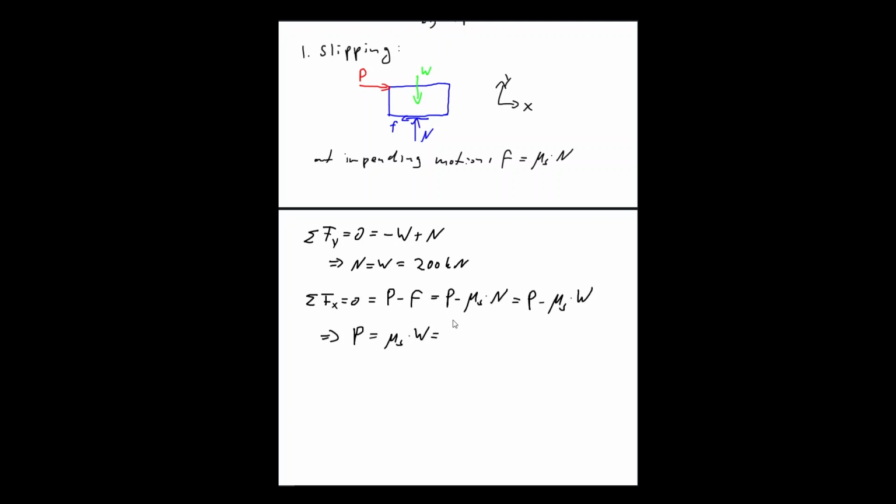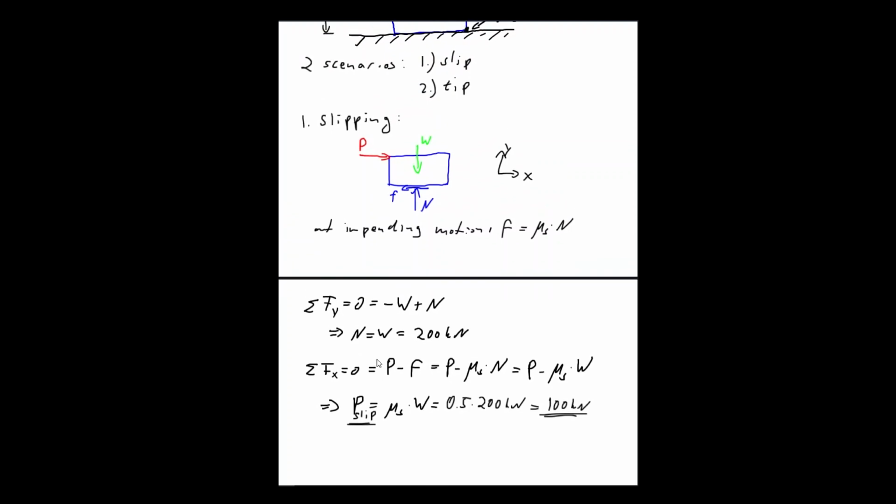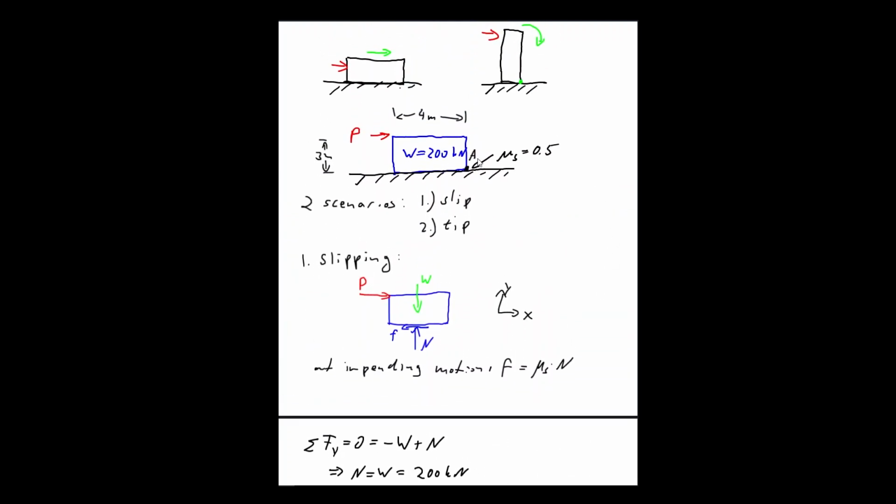Mu s was, what do we say? We said 0.5. So that'd be 0.5 times 200 kilonewton would be 100 kilonewton. Maybe we'll call this P slip so we can distinguish between the slip and the tip value that we calculated. All right, so that was our first scenario, right? That's the sliding one. So my box stays in full contact with the surface, but it starts sliding, right? That would be one motion.